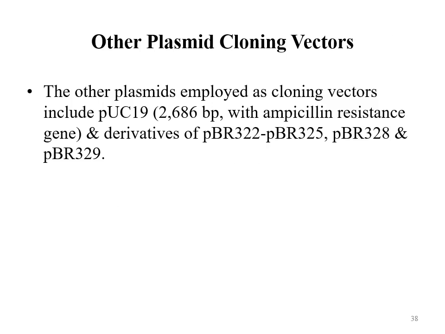Other cloning vectors are pUC19, which is about 2686 base pairs in size and has the ampicillin resistance gene. The derivatives of pBR322 are pBR325, pBR328, and pBR329. So these are the derivatives of the plasmid pBR322.